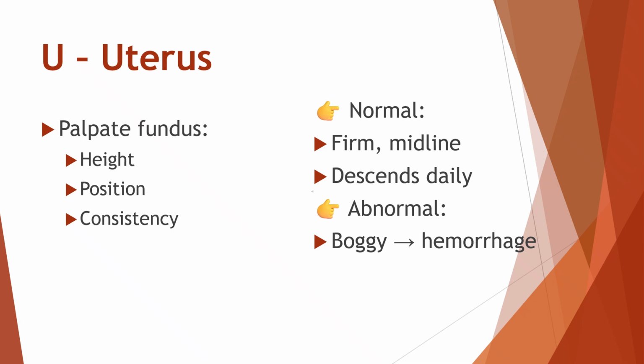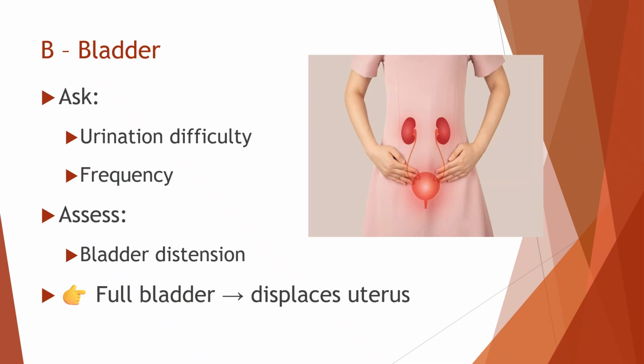Next, assess the consistency. The uterus should feel firm. Now remember this clearly. If the uterus is firm and midline and descending daily, it is normal. But if you feel a boggy, soft uterus, that is abnormal and can indicate postpartum hemorrhage, which is an emergency. So students, always assess the uterus carefully because it gives us a direct idea about the mother's recovery and risk of complications.